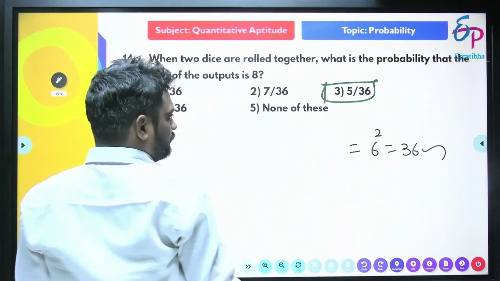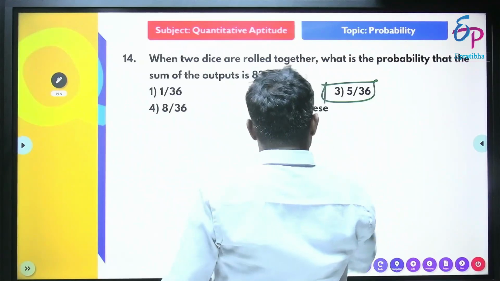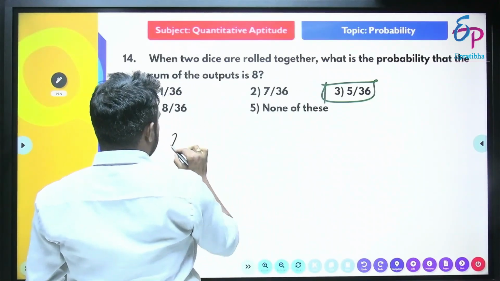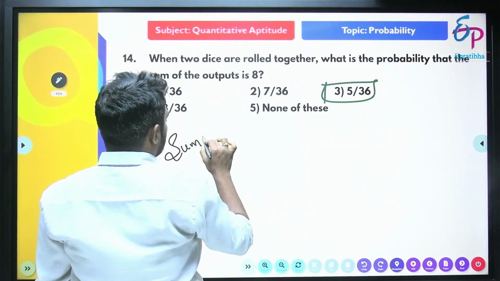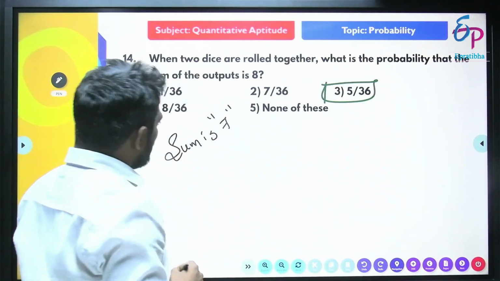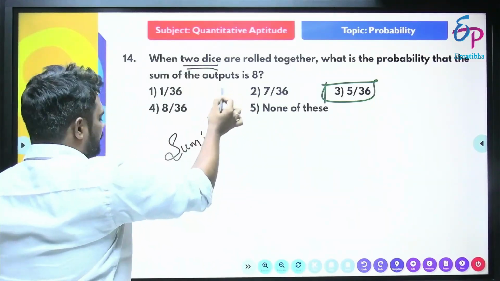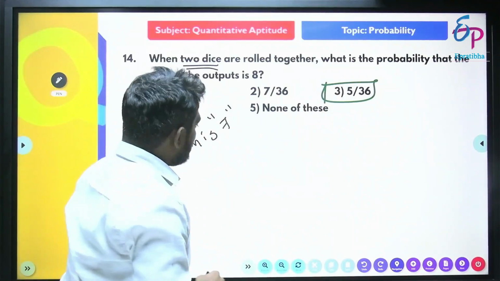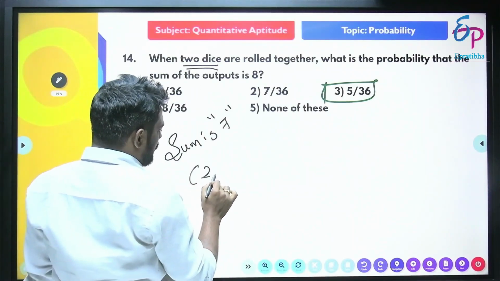Suppose the sum is 7. What exactly is the probability? Sum is 7 means, with 2 dice rolled, for example, one more we can do. Sum is 7 means the first die and the second die add to 7.